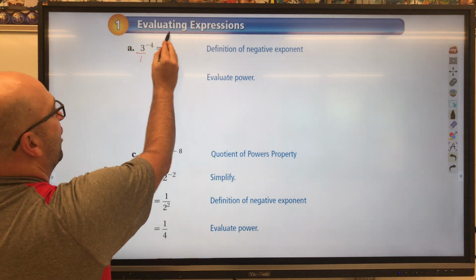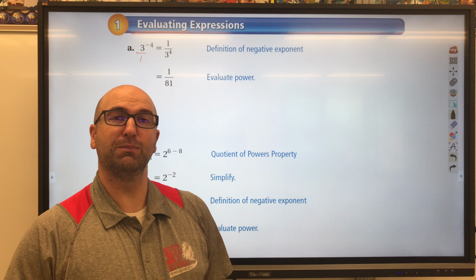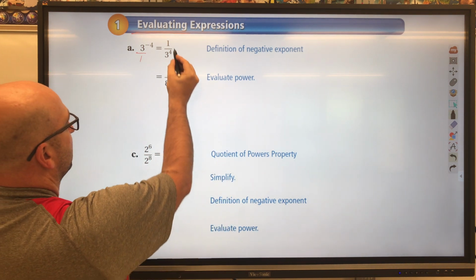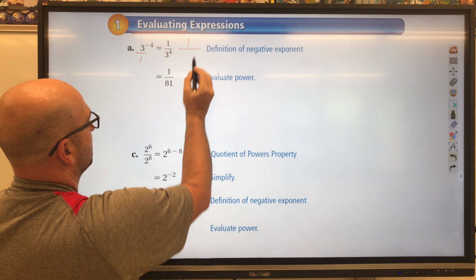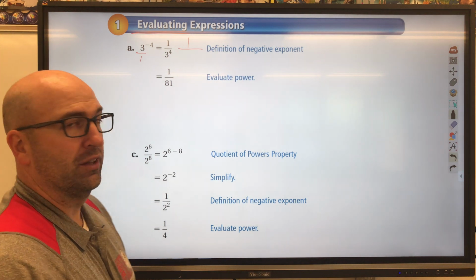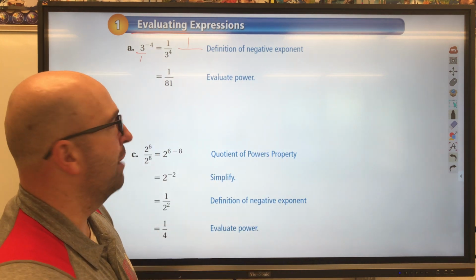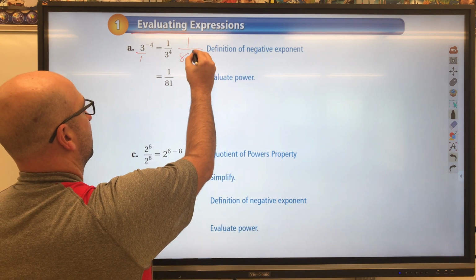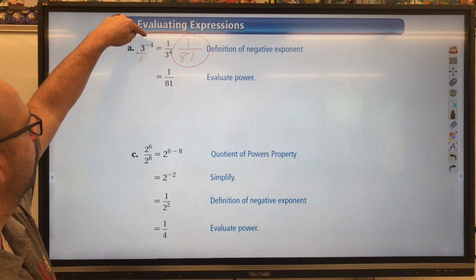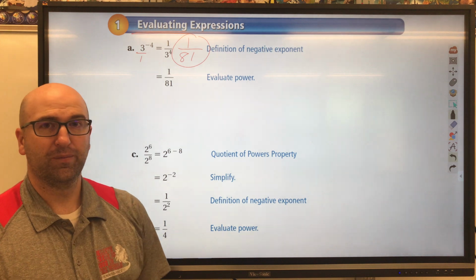Now here it said evaluate. Evaluate means solve. So we're going to solve as much of this as we can and get a number. We leave that 1 up at the top because there's nothing to do with it. But we can do 3 to the 4th power. 3 to the 4th power is 3 times 3 times 3 times 3. And that multiplied out does give us 81. So that 3 to the negative 4th power gives us the fraction 1 over 81.